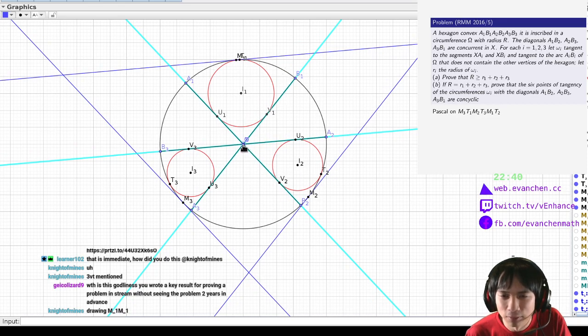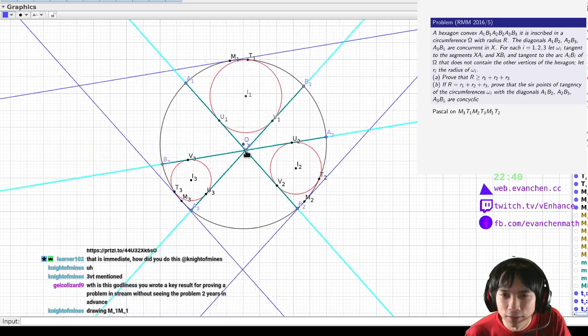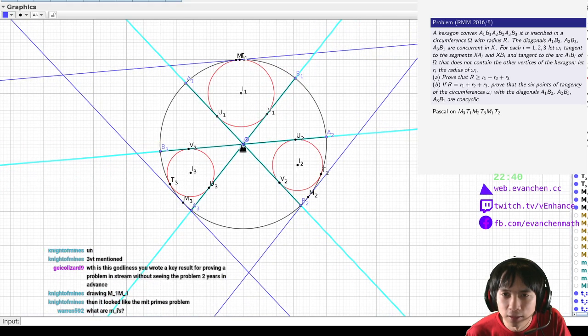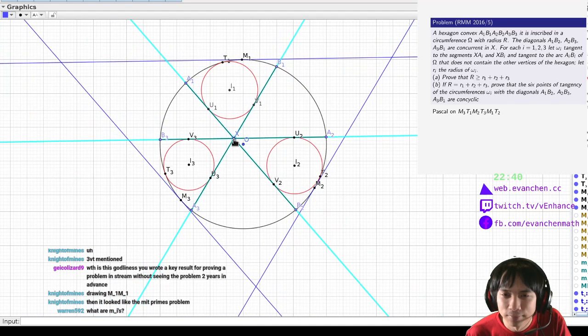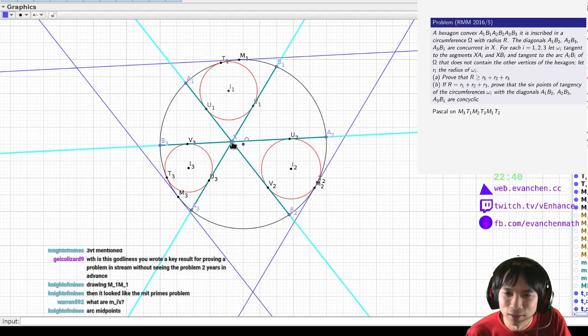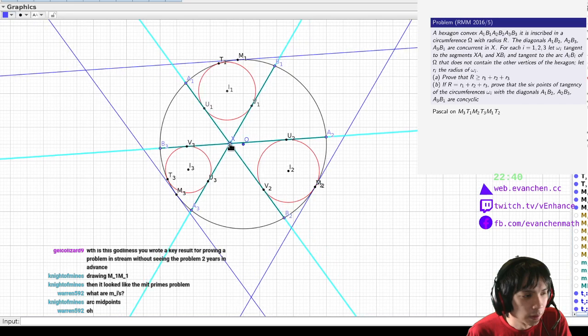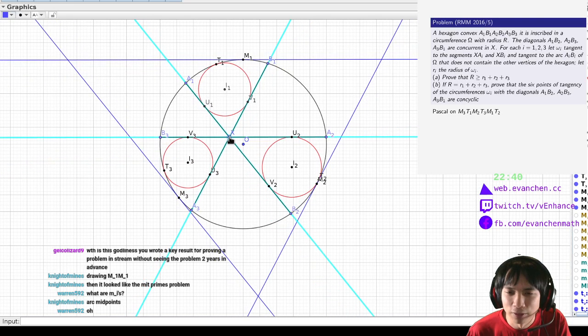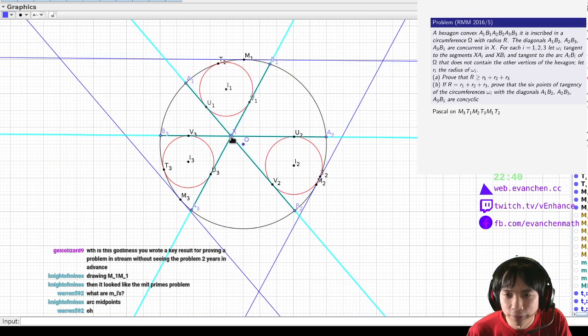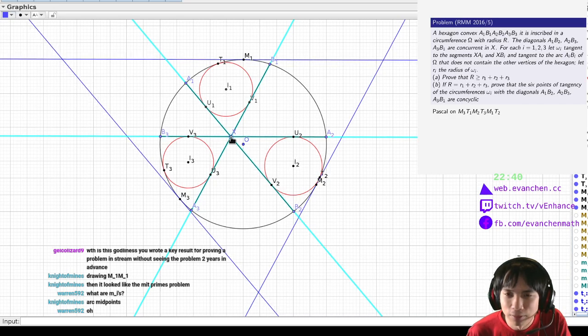No, wait. When are they equal? When does t1 equal m1? No, sorry, that's not quite it. So I know that, okay, OI1 T1 is always... When are they equal? So they're equal if... When does T1 equal M1?